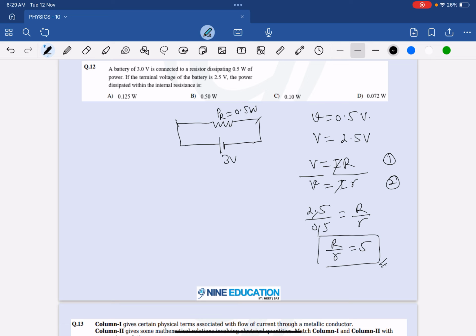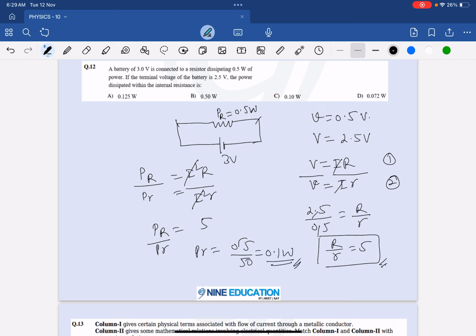Correct? Now, if r is the internal resistance, what would be the power formula? So power formula is I square R in the external resistance, and it would be I square r in the internal. So basically current is same. So power is going to become basically Pr will be R by r. So R by r is 5. So it would be 5 divided by Pr. So Pr is going to become basically 0.5 divided by 5, which is basically 1 by 10, which is 0.1 watt. Correct? So 0.1 watt will be my correct answer.